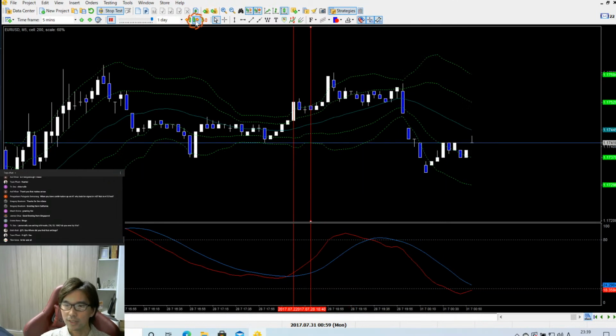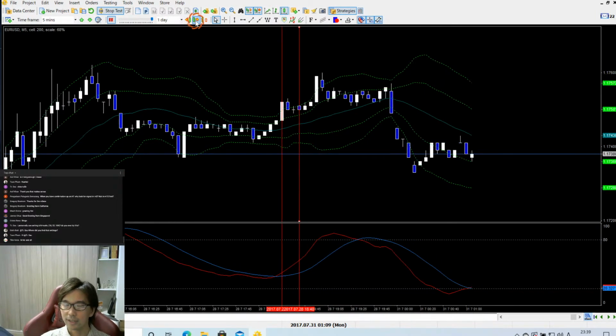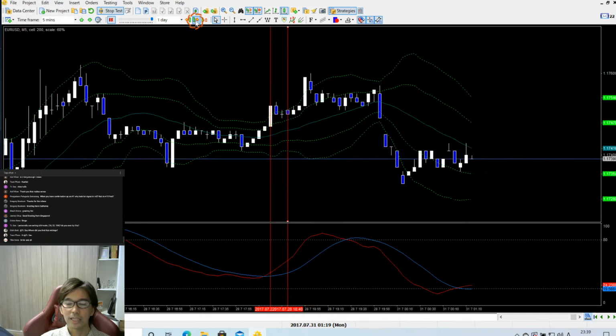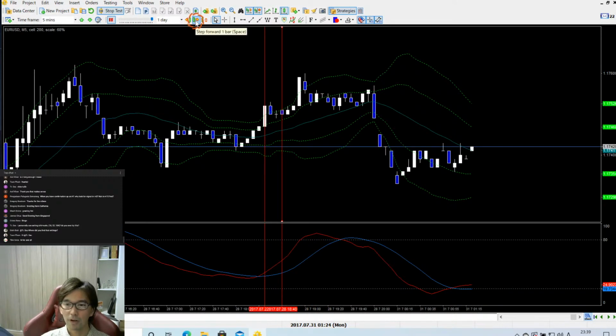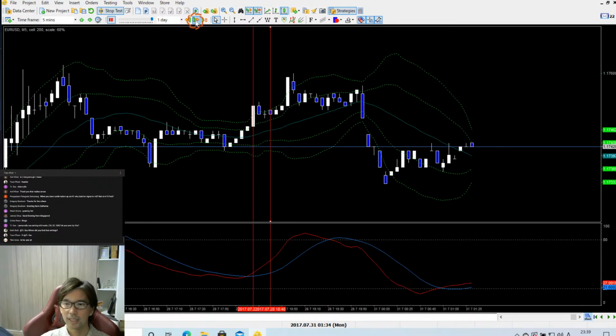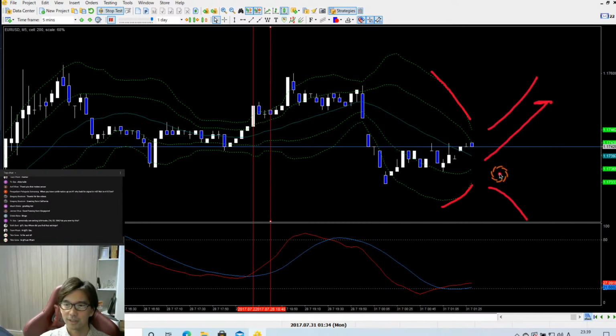Okay, so now looks like it's a range market. The market goes up and down in the range. Bollinger Band squeezing again. These bands are squeezing. So when it expands next time, it goes up or down, this way or that way.